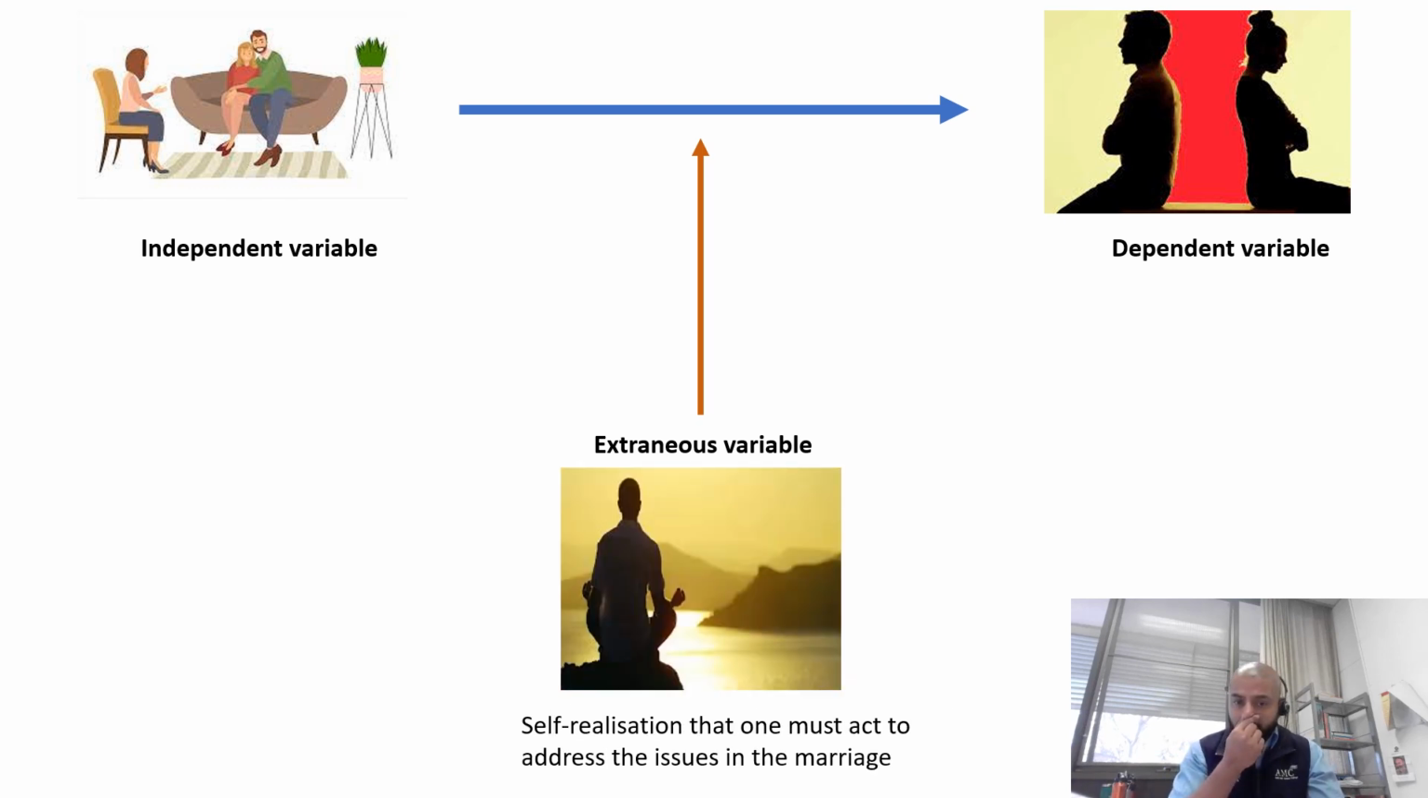And the third reason could be self-realization, where the couples themselves realized that they have to address the issue in the marriage, and you can only find that out if you are conducting an interview of the couple and you ask them as to why they decided not to go through a divorce, and if the reason they give is that it was our self-realization and not the counseling service, then again that becomes an important point.